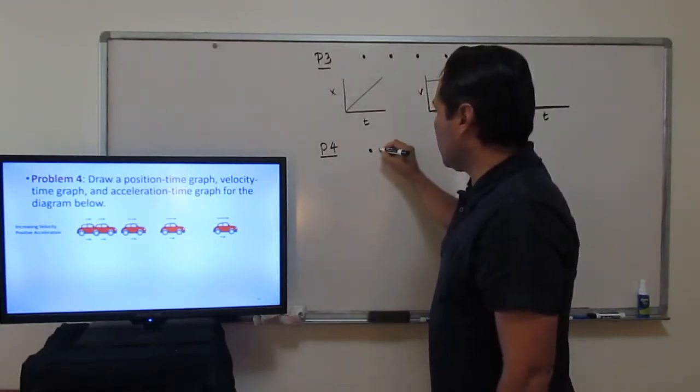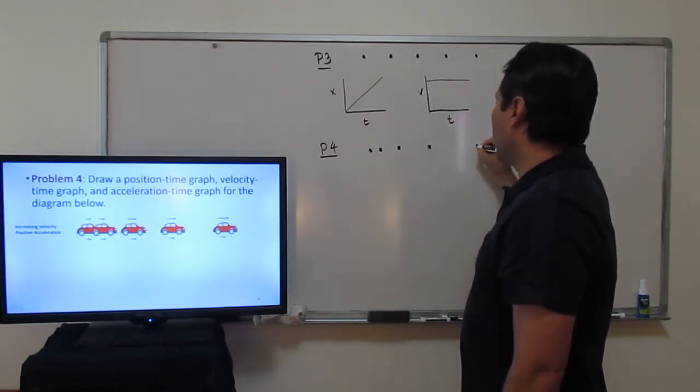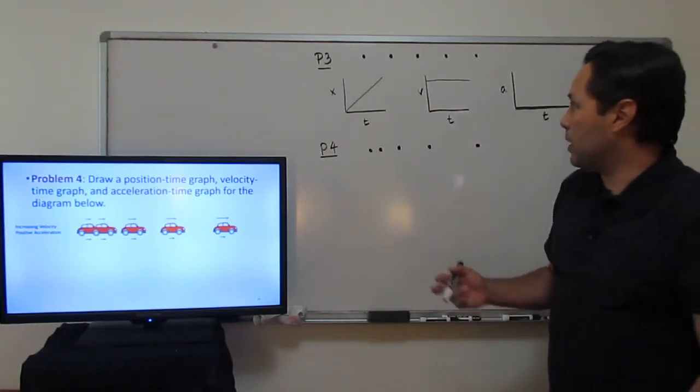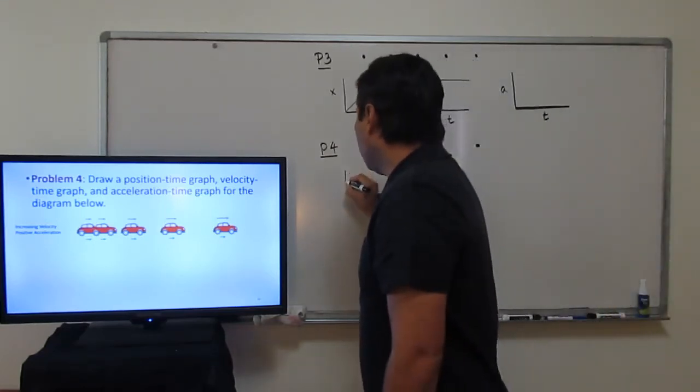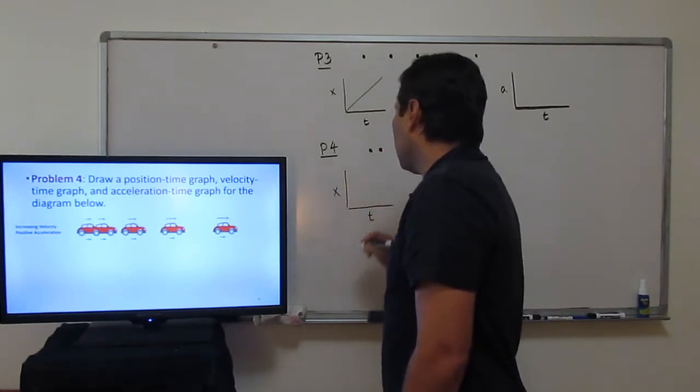All right, so here I'll put problem number 4, and I'm going to put my free body diagram. First they're pretty close, and then the gaps are going to get further and further away from each other. So that means your car is speeding up. It is accelerating. So what would that look like for a position time graph?